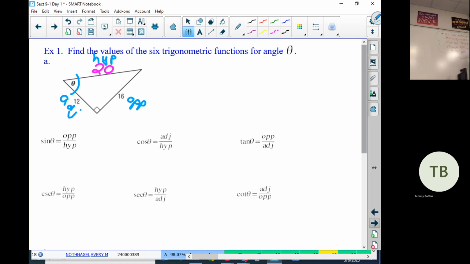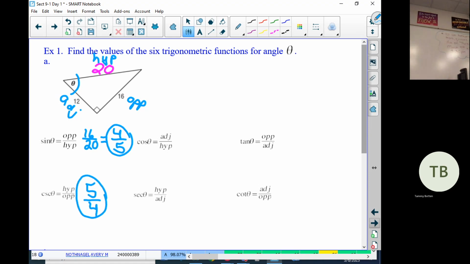So if I put sine in here, sine is opposite, which is 16, over hypotenuse, which is 20. That's not reduced, okay? 4 goes into each of those. 4 goes into 16 4 times. 4 goes into 20 5 times. So that is your actual answer. And then what I would do is go right down to cosecant, and I would flip that.